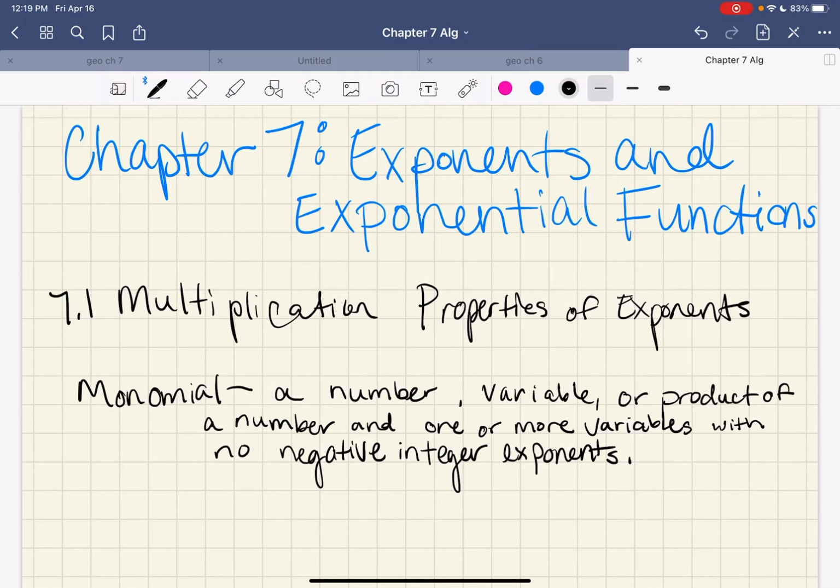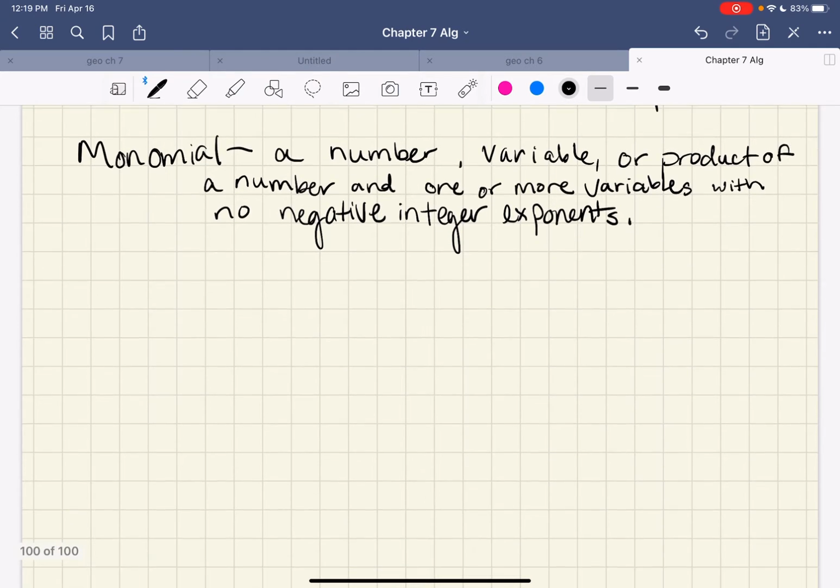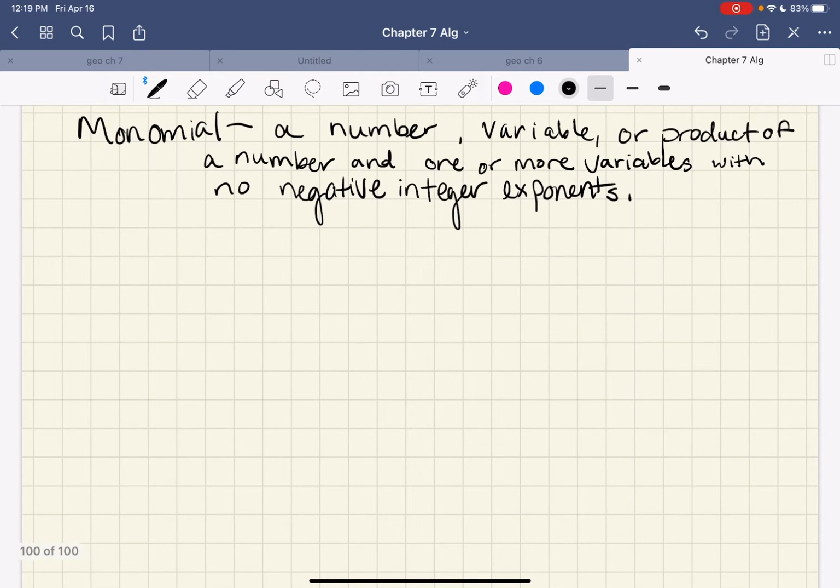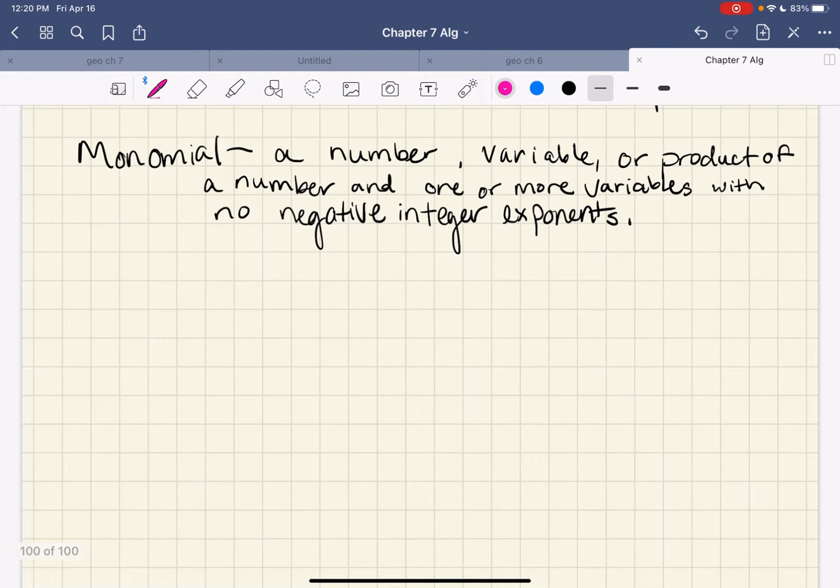So to start off this chapter and this section, we need to cover what a monomial is. So we'll be using that word pretty frequently in this chapter. A monomial is a number such as 2 or -3, a variable like x, or the product of a number and one or more variables with no negative integer exponents.